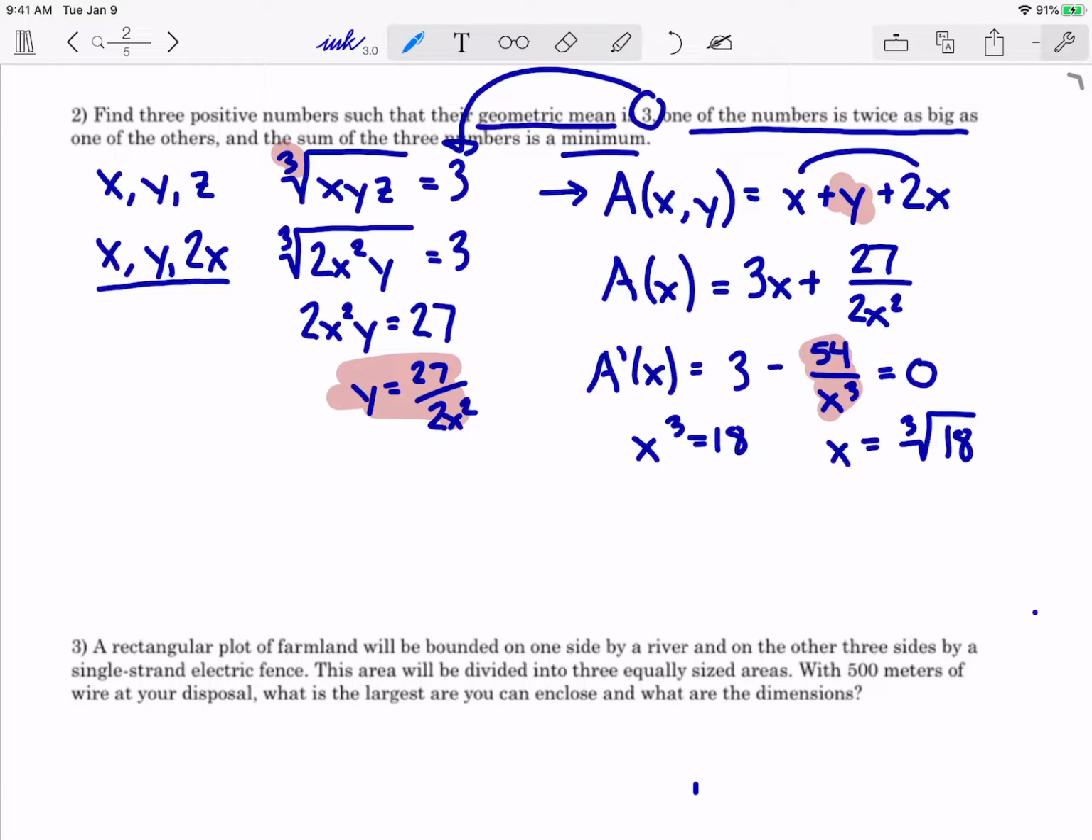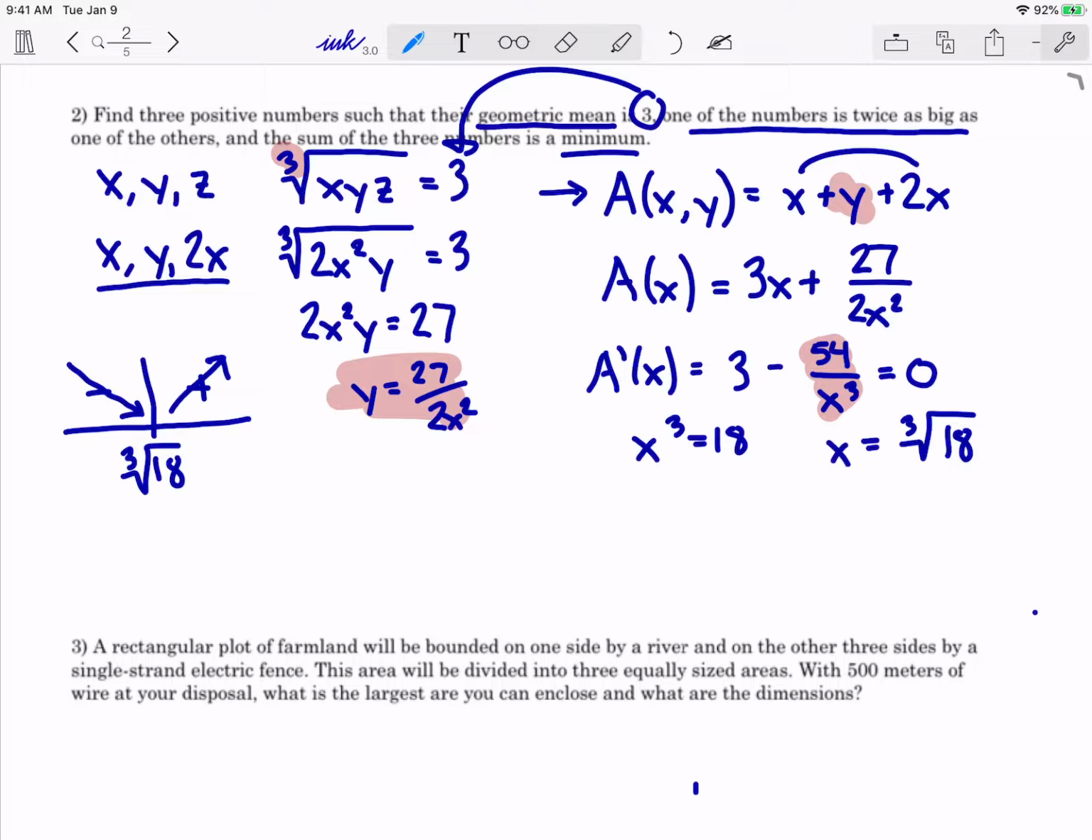Now I should make a sign chart, but if you're familiar with this type of function, you should know how it's going to look. So I'm going to make a sign chart, cubed root of 18, plug something to the left. I'm going to plug in 0, but I can't because that's undefined, so I'll just plug in 1. 54 over 1 is positive, but 3 minus that is going to be negative. And then plug something into the right, it's positive, so I know that my original function is decreasing and then increasing, so I know that I've got the minimum.